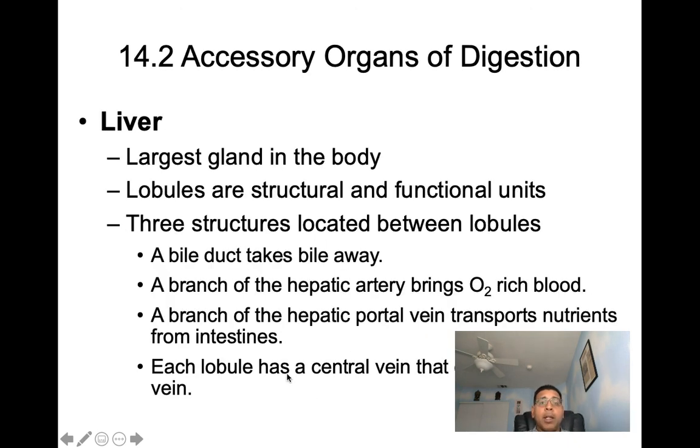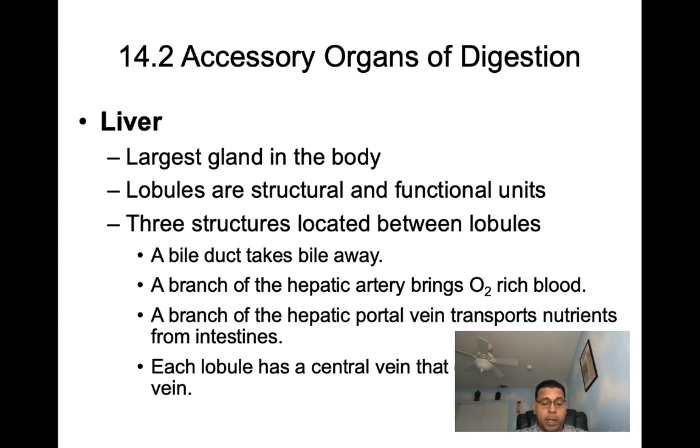Next, let's talk about our liver. The liver is the largest gland found in the body. It is found in the upper right section of the abdominal cavity, just underneath the diaphragm. When you look at it microscopically, it contains thousands of lobules that serve as the structural and functional units of the liver.